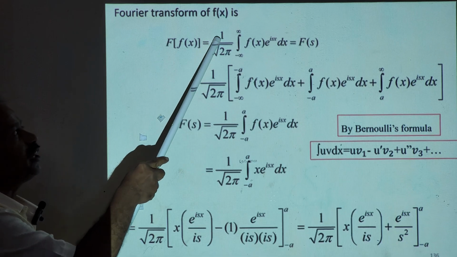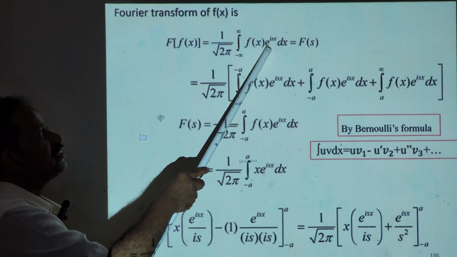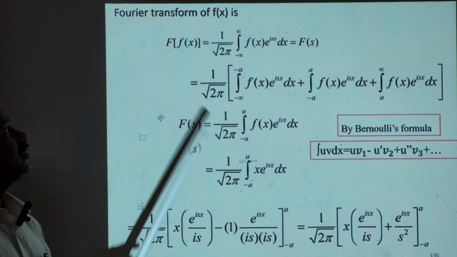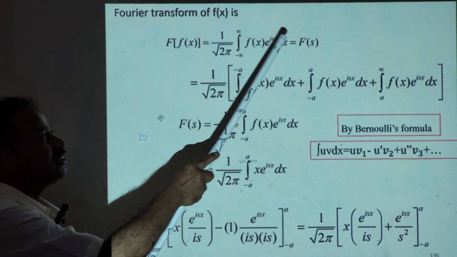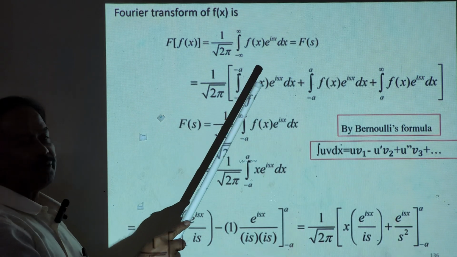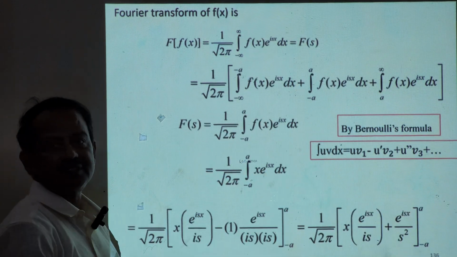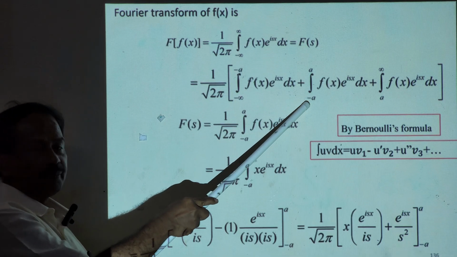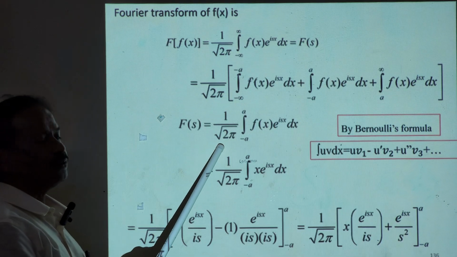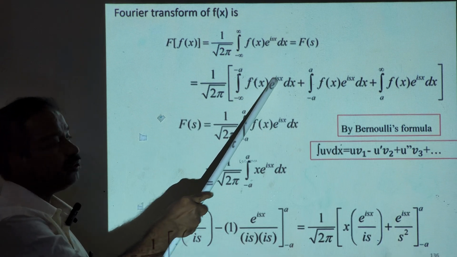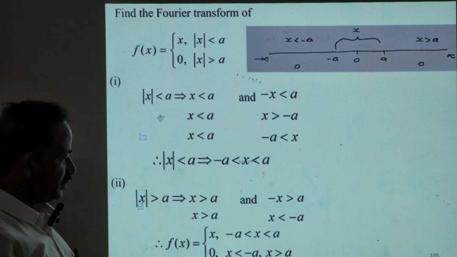Fourier transform of f of x equal to 1 by root 2 pi, minus infinity to plus infinity, f of x e power isx dx, equal to F of s. So now we have 3 limits, so we can write it in 3 limits: minus infinity to minus a, minus a to plus a, plus a to infinity. So 1 divided by root 2 pi. This becomes 0 and this also is 0. So you have to solve only this one, only in this interval.